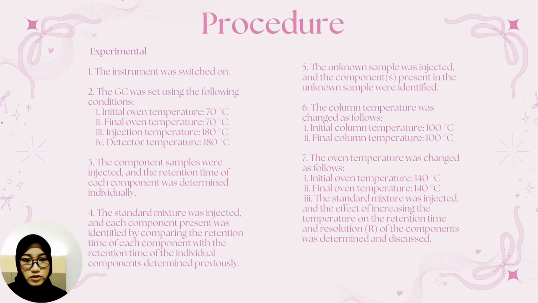Next, the gas chromatography instrument was switched on and set according to the required condition. The initial and final oven temperatures were set at 70 degrees Celsius, while the injection and detector temperatures were maintained at 180 degrees Celsius. The individual component samples were injected first to determine their retention time. After that, the standard mixture was injected, and the components were identified by comparing their retention time with the individual components. Then, the unknown sample was injected to identify the components present in the sample.